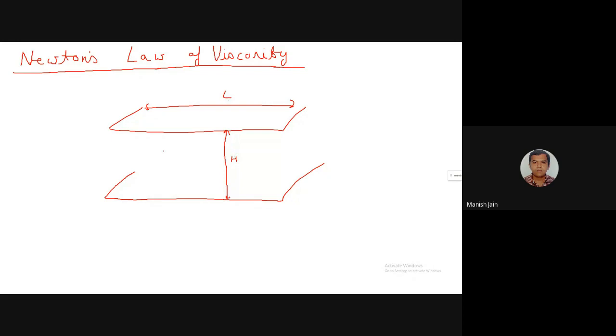Now there is a fluid present between both plates. The cross sectional area of the plate is A, capital A. Now at time t equal to 0, both plates are in a stationary condition.